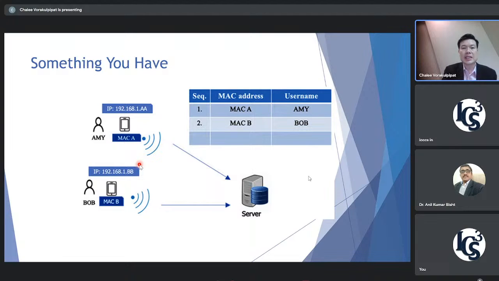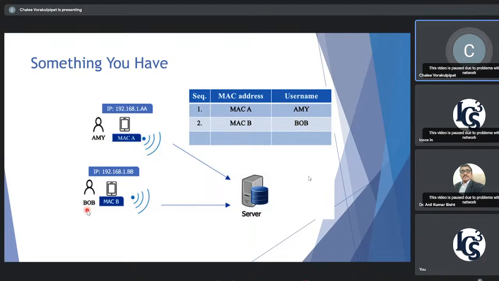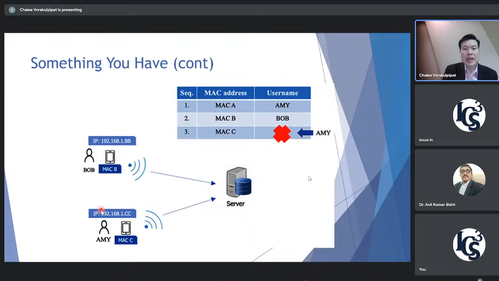Something you have is a little bit more complicated because, as I mentioned before, during the registration process, for example, username Amy registered using her mobile MAC A, and Bob is MAC C. So we already registered: Amy must be linked to MAC A, and Bob must be linked to MAC C. Okay, so if one day Amy uses an older mobile phone and the new mobile phone is MAC X.